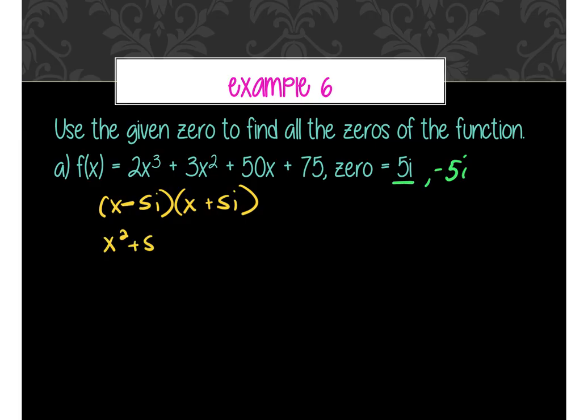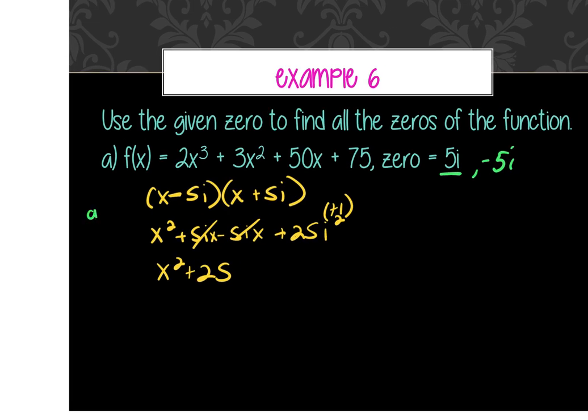X squared plus 5ix minus 5ix minus 25i squared. These go away, and I get x squared. i squared is negative 1, changes this to positive, plus 25. So the shortcut is also a squared plus b squared. The a is the x, the b is the 5. Okay, so now I have my two imaginary zeros, or my polynomial.